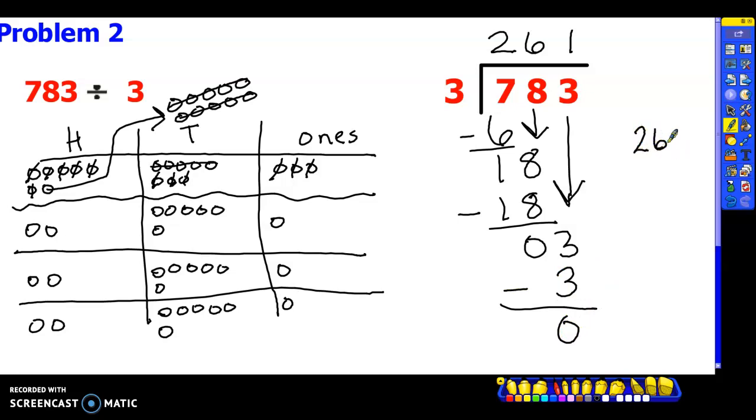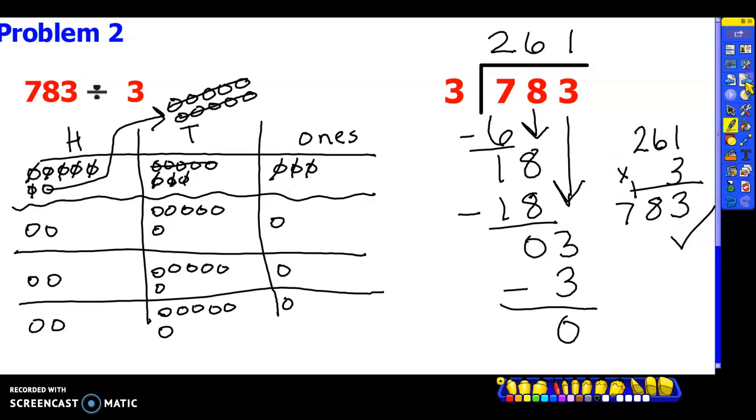Again, always good to check our work. So 263 times 3 should go in evenly and get us 783. 3 times 1 is 3. 3 times 6 is 18. And 3 times 2 is 6, plus 1 more gets us 783, and that checks.